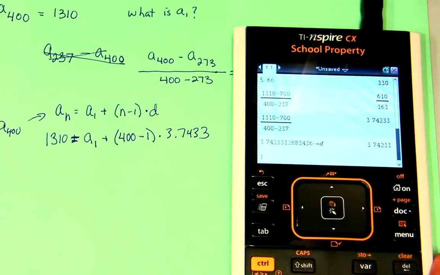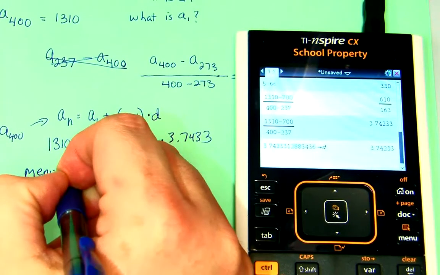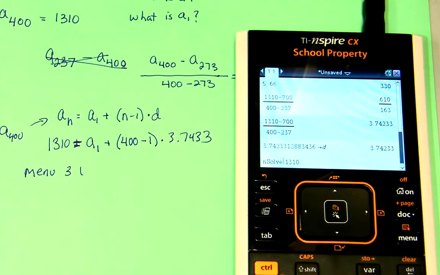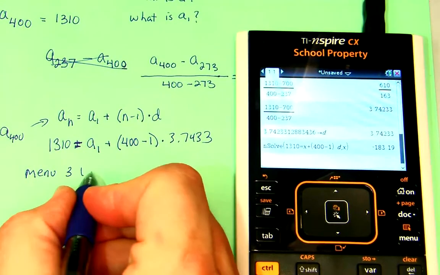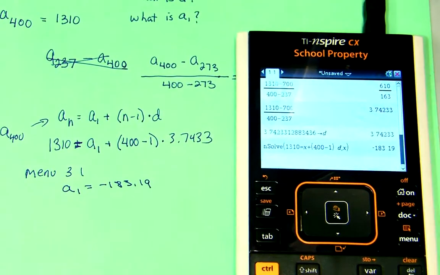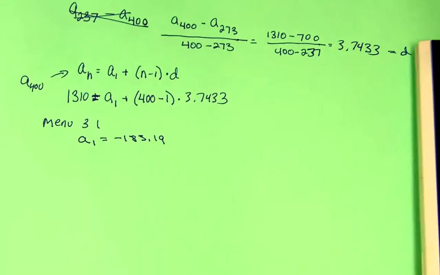So now I'm going to go into the calculator, and I'm going to hit Menu 3.1, and I'm going to type in that equation. 1310 is equal to x plus the quantity of 400 minus 1 times D, because I saved the variable as D, so I don't have to retype it. Then I hit comma x, and I hit Enter, and now I know that A sub 1, which was equal to the x, is negative 183.19.